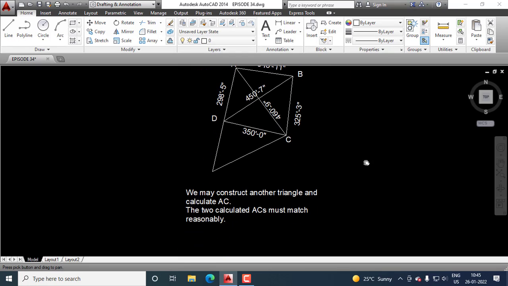We may construct another triangle and calculate AC. Previously we calculated a triangle on this side, and we now construct a triangle this side and we can calculate AC directly. Then we can compare the two calculated ACs, and we can ascertain our accuracy.